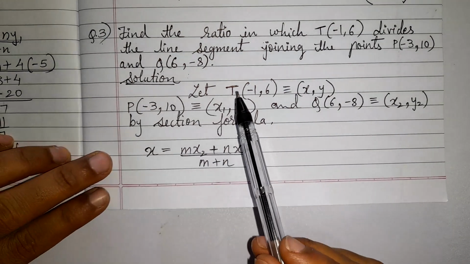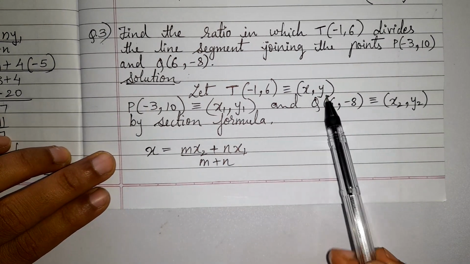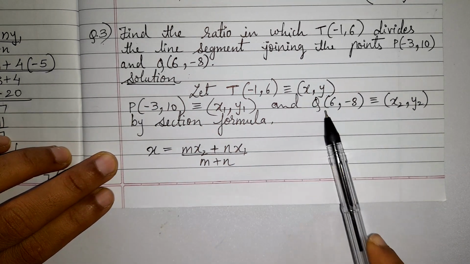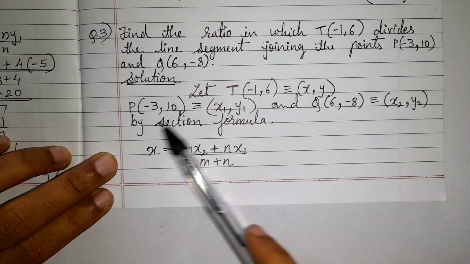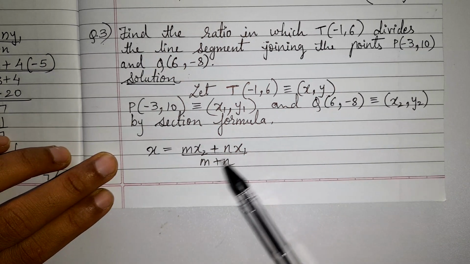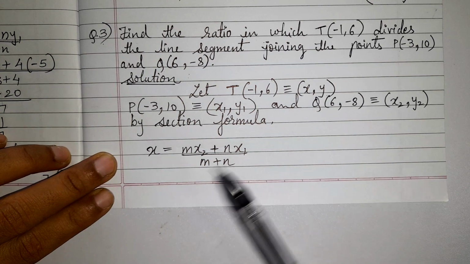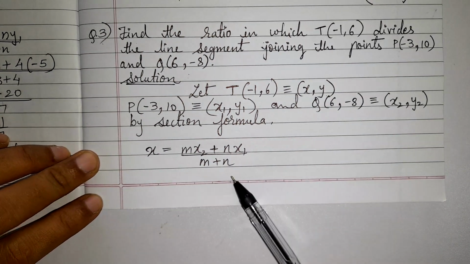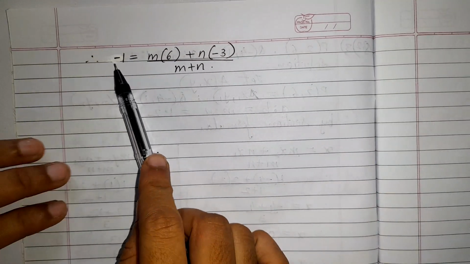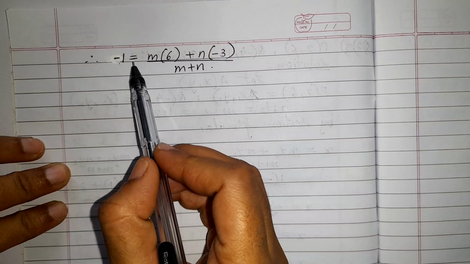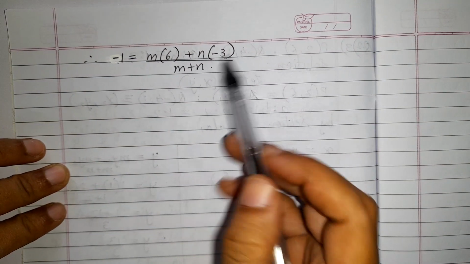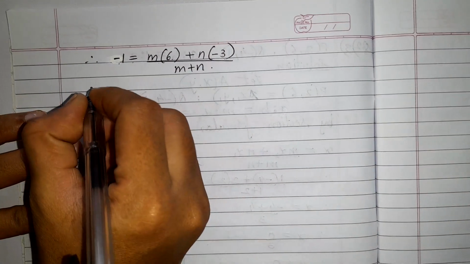So let the coordinates of point T be (x, y), the coordinates of point P be (x1, y1) and the coordinates of point Q be (x2, y2). Section formula: x equals (m x2 + n x1) by (m + n). We substitute the values in this formula. We get, after substituting, -1 equals (m into 6 plus n into -3) by (m + n). We cross multiply.